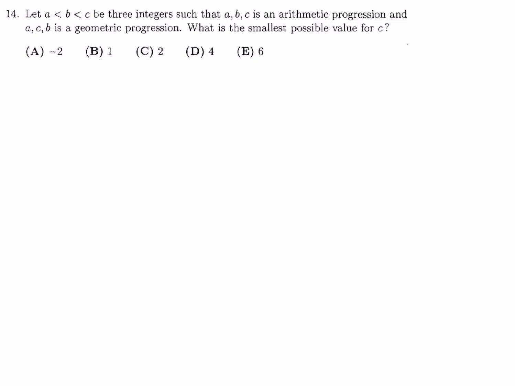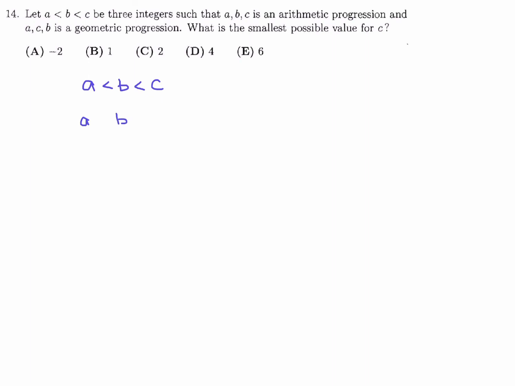Let A < B < C be 3 integers, such that A, B, and C is an arithmetic progression, and A, C, B is a geometric progression. What is the smallest possible value for C? Well, we have some very important parameters that A, B, and C are in that inequality. So therefore, it's increasing. This is an increasing arithmetic progression.